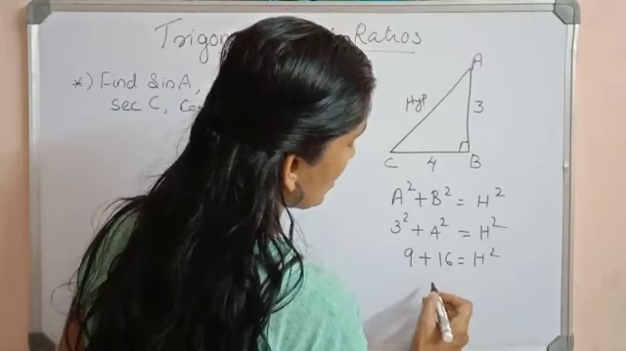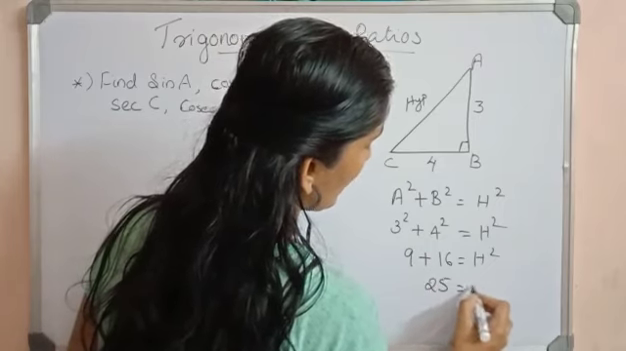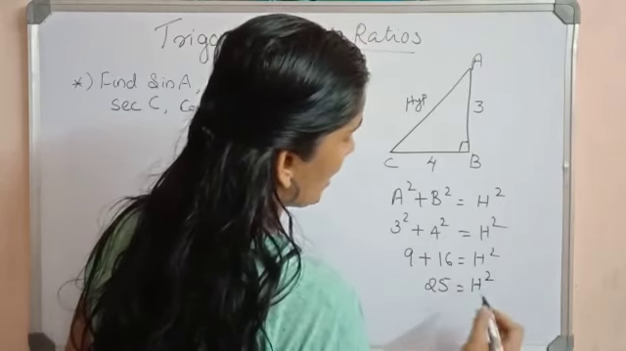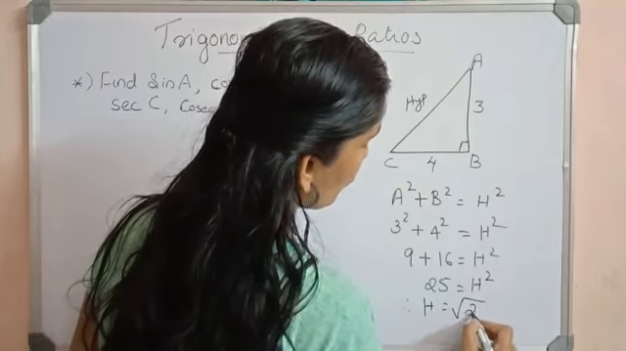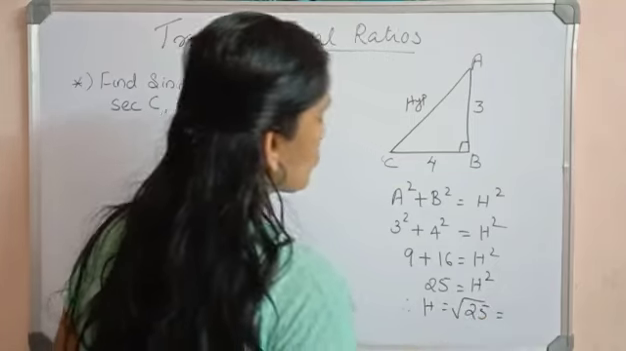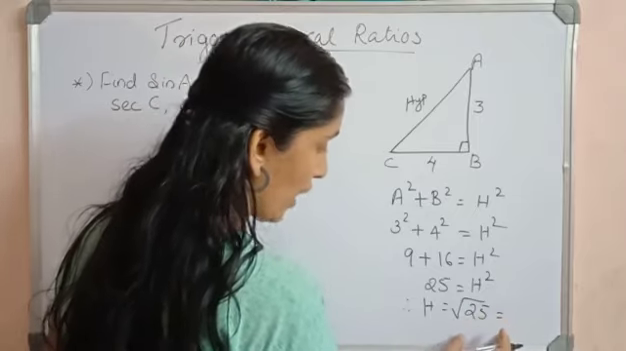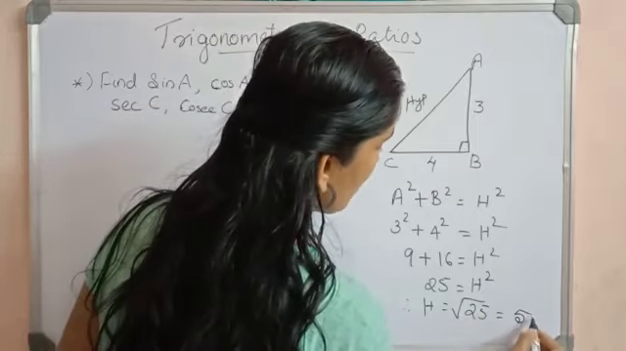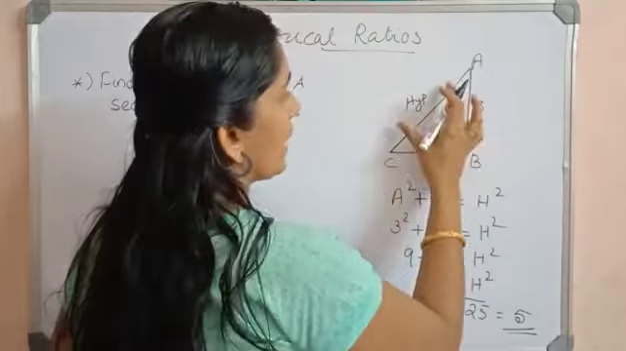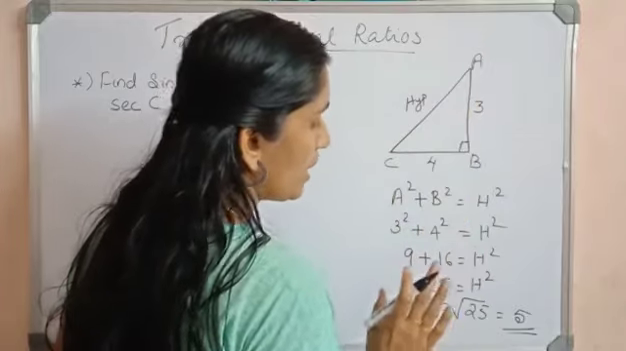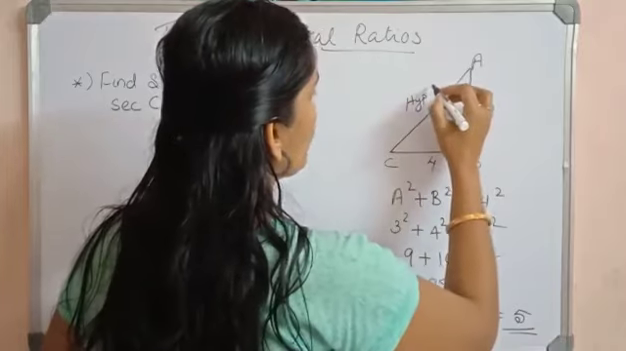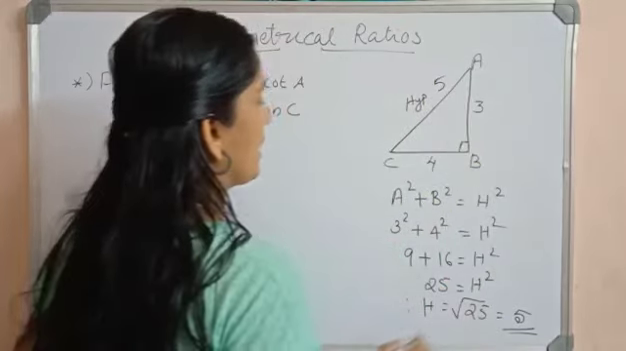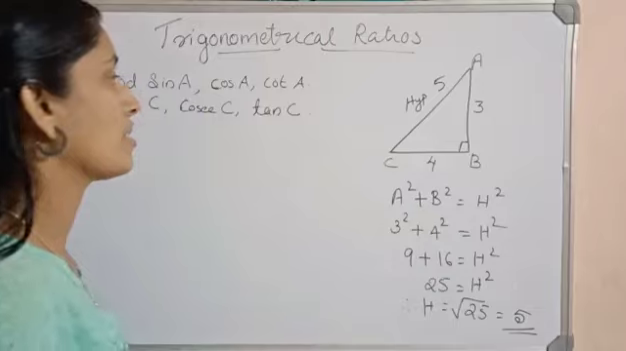And 9 plus 16 is 25 and that is same as the hypotenuse square. Therefore, hypotenuse is equal to square root of 25. That gives you the value plus or minus 5. But we consider this as plus 5 since the length of a side cannot be negative. Therefore, we got the value of the hypotenuse as 5. Now let's find the trigonometrical ratios.